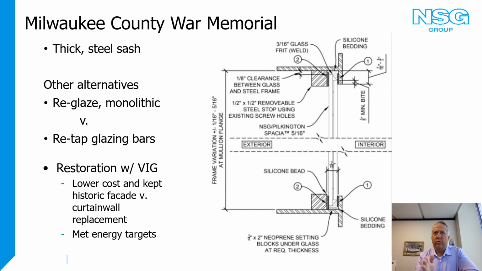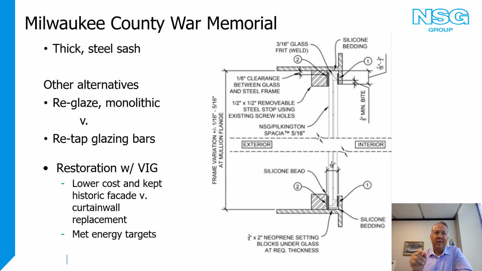A monolithic reglaze, even with like a hard coat low-E or something like that, didn't necessarily get into the performance benefits that they wanted to. And a full curtain wall reskin was going to be pretty expensive and really change the design that Saarinen had. So they ended up just doing a simple reglaze with VIG. They kept the same glazing bars, they kept the same holes. It was a much faster installation. It was a much lower cost installation. It still got them to the performance levels that they wanted.